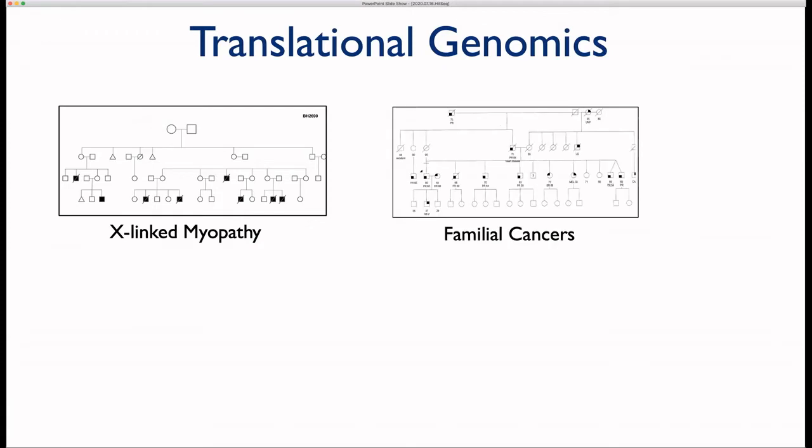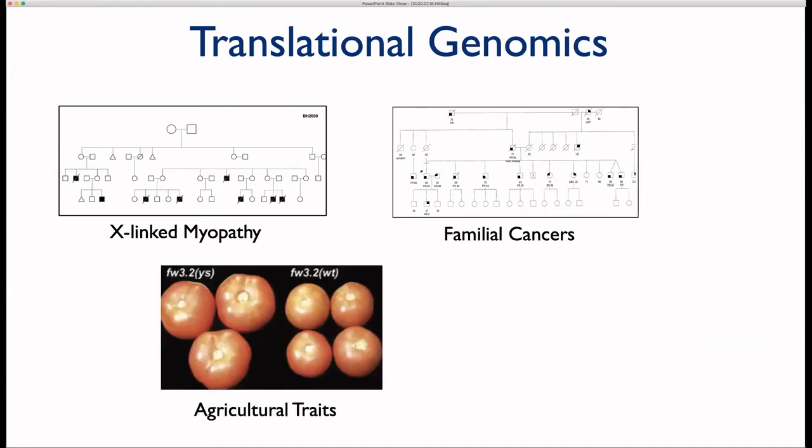Here are two example pedigrees that we've been studying, looking at developmental disabilities and different forms of cancers. And then as you heard, we also spend a lot of time in different agricultural systems where at some level we're trying to answer the same questions, although obviously the systems are very different.